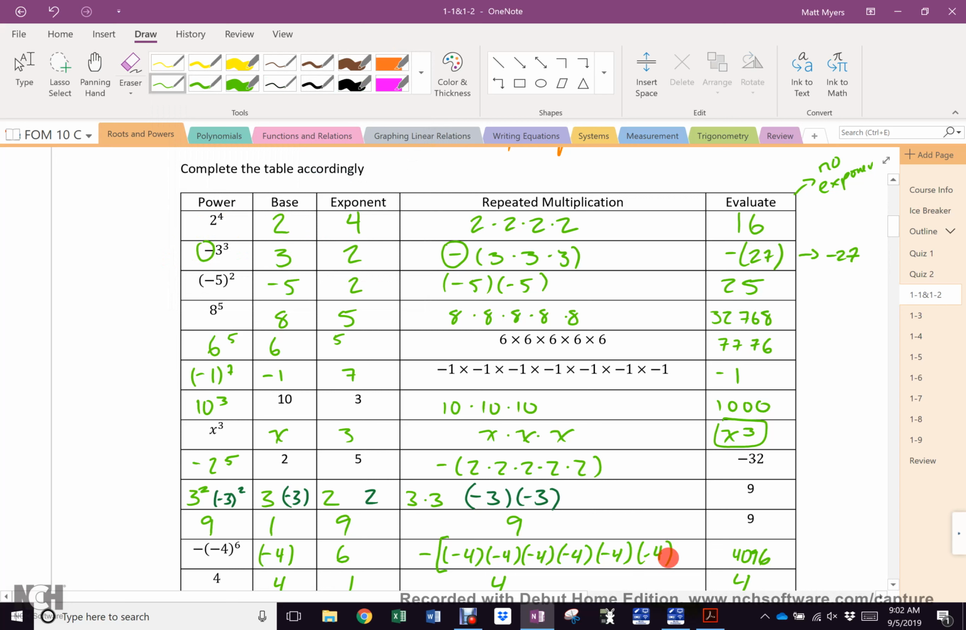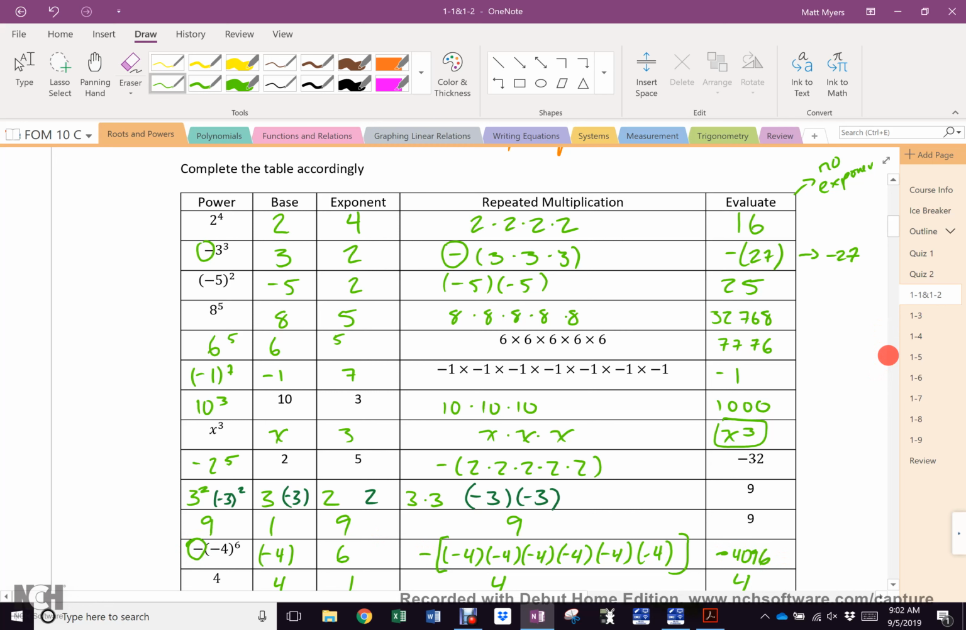Negative 4. So that, when there's 6 negatives inside the brackets, is positive, right? Because negative times a negative is positive, times a negative is negative, times a negative is positive, times a negative is negative, times a negative is positive. But, because of this guy right here, I got to have a negative out in front at the end. Did everybody get that one right? All righty. And the last one's super easy.